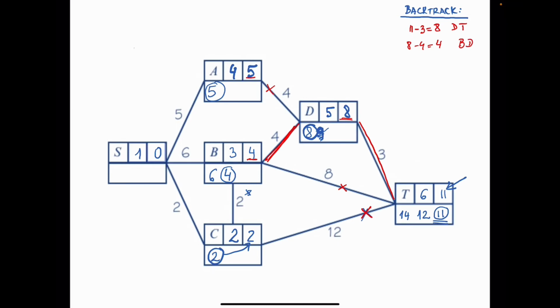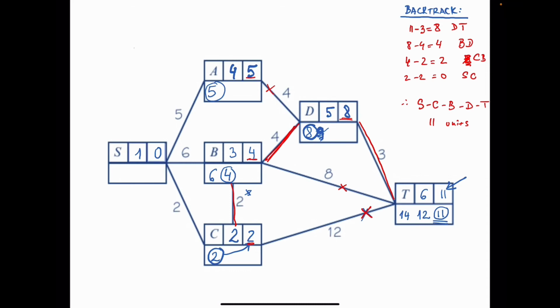Now I'm at B, so I have 4. 4 minus 6 is not 0, and 4 minus 2 is obviously 2, so that means the next will be BC or CB. And now the final one is 2 minus 2 is 0. That is what I needed. So it's S and C. So the shortest route possible is S, C, B, D, and T. And it is 11 units long, either kilometers, meters, or hours, or whatever the unit was.